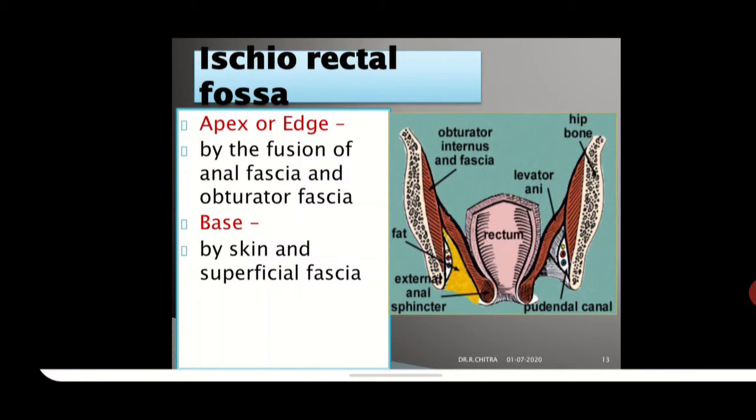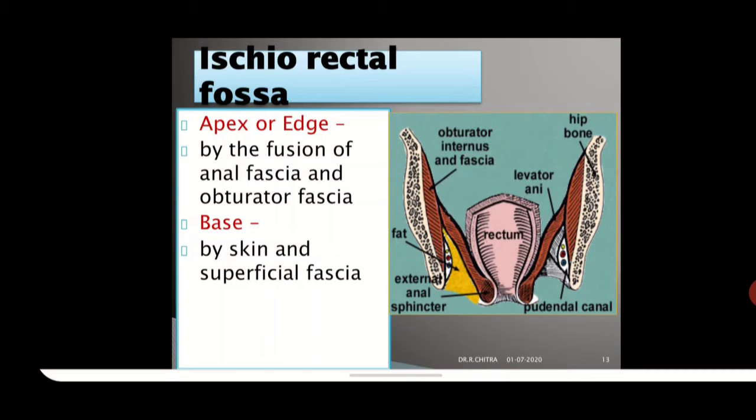The apex is the fusion of these two fascia. What are the two fascia? Levator ani is covered by anal fascia, obturator internus is covered by obturator fascia. So that is the apex. Base is the skin of that region.